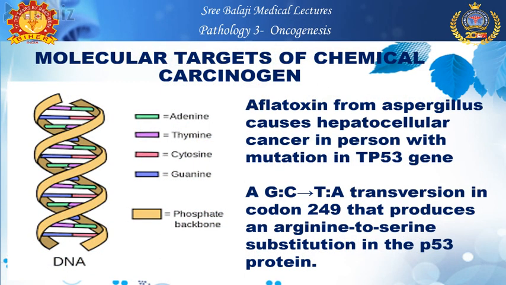So what are the molecular targets of chemical carcinogens? The aflatoxins from Aspergillus cause hepatocellular cancer in a person with mutations in TP53. So there is AG and CT transversion, GC to TA transversion in codon 249 that produces an arginine to serine substitution in the p53 protein.